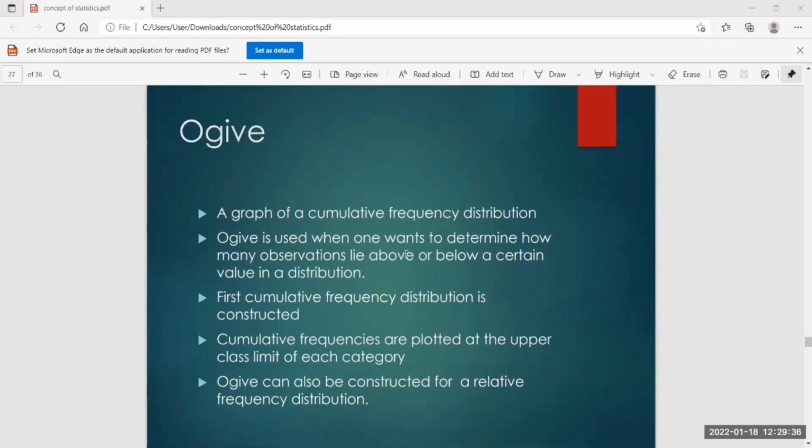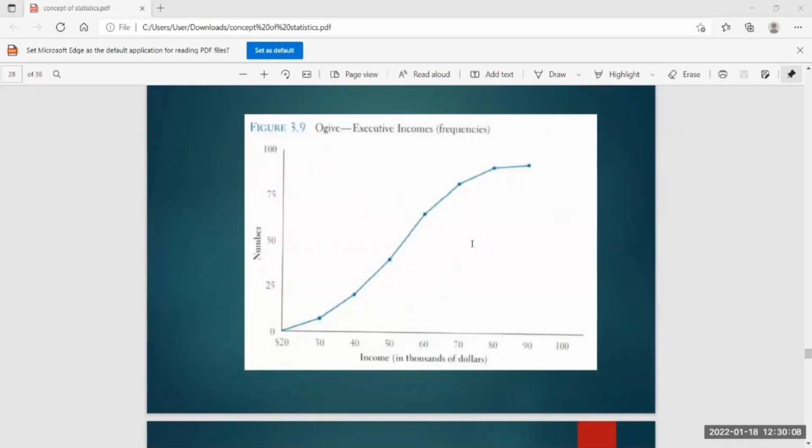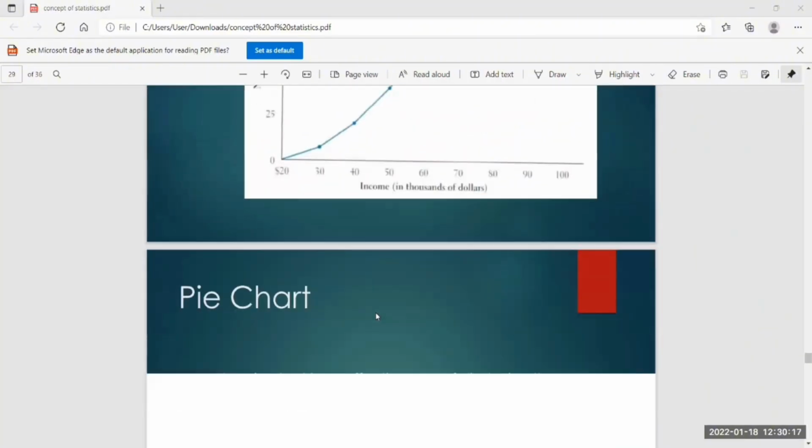The ogive is a graph of a cumulative frequency distribution. So this is an option. It's used when one wants to determine how many observations lie above or below a certain value in a distribution. First, a cumulative frequency distribution is constructed, and cumulative frequencies are plotted at the upper class limit of each category. The ogive can also be constructed for a relative frequency distribution. Okay, ogive of executive incomes. This is an ogive. All you have to do is mark it. An ogive is like a curve. It's not really a spiky one, but a curve.